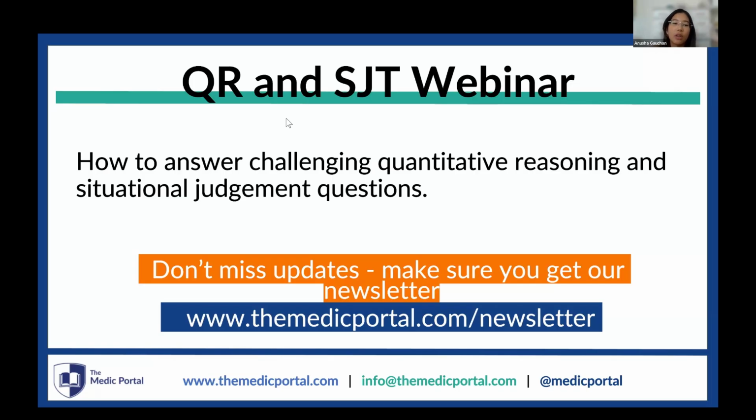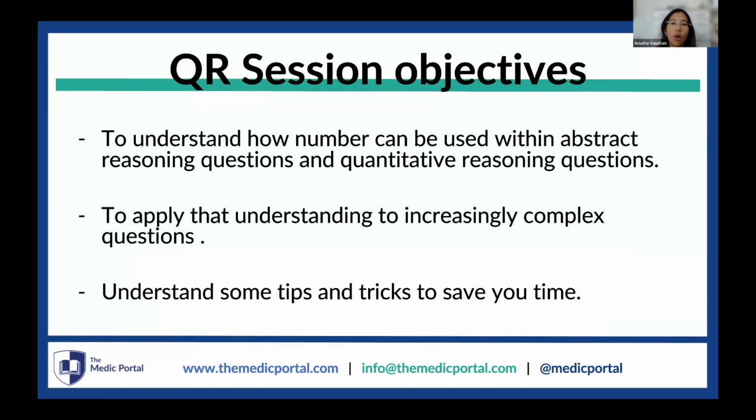the UCAT, and we're looking at how to answer challenging quantitative reasoning and situational judgment questions. So we're going to look at QR to begin with, and in terms of objectives, we're thinking about how numbers can be used within these questions, and how they may ask you these kinds of questions, and also how we can apply our understanding of our theory to these questions and how to answer them as quickly as possible. In which case, using certain tips and tricks can really help you save time, as that's the main struggle in terms of the UCAT.